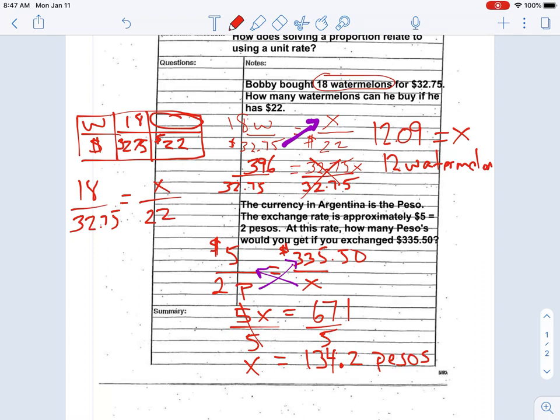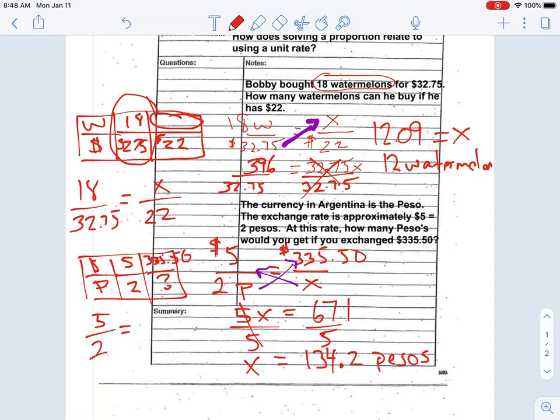And I could do that for as many values as I wanted the whole way out through here, as long as I know one ratio, and I have one number that goes in one of the other ratio, I can figure out the missing number every single time. The same thing down here. So we got dollar signs and we got pesos. So it was $5 for 2 pesos, and then we had $335.50. I don't know the number of pesos, so again, 5 over 2, and if you look, it's set up for you already. You can do that with any values in a table.